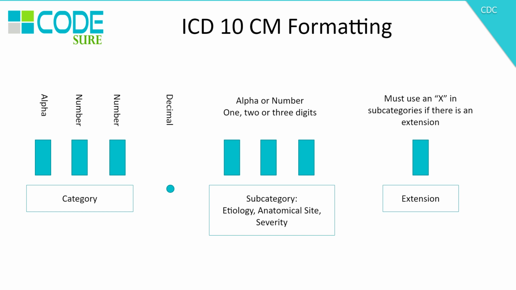When you have an extension or a 7th character, you must use an X if you have a subcategory with fewer than 3 numbers. I think of this as informing the computer. Computers cannot deal with blanks, so we use an X.